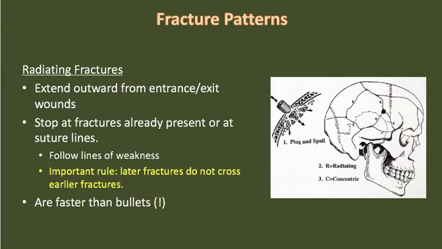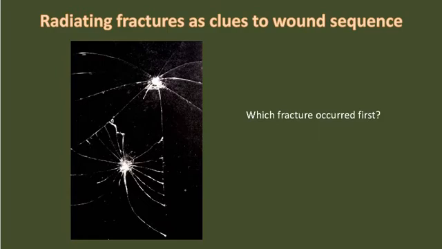Also, these are faster than bullets, so these radiating fractures occur very, very quickly. So when we have the entry of the bullet here, the radiating fractures appear pretty much immediately. And before the bullet has had time to traverse through the skull and punch through the other side, those radiating fractures have already formed. So if for some reason you're having trouble determining which is the entry wound and which is the exit wound, you can look at these radiating fractures and figure out which ones occurred first. Now, this is not a picture of bone fractures, but this fracturing pattern gives us a really good example of how these radiating fractures behave.